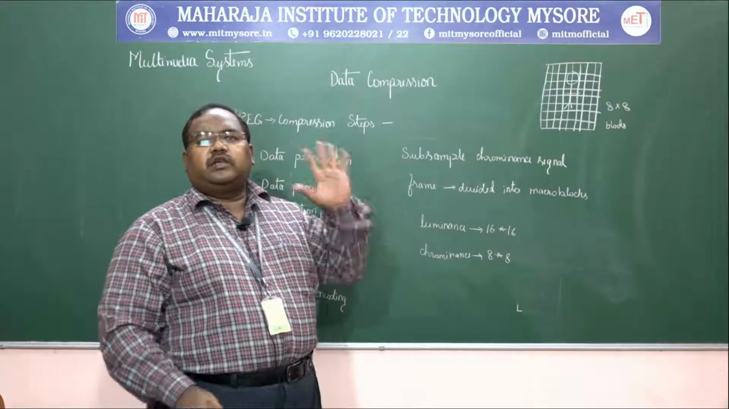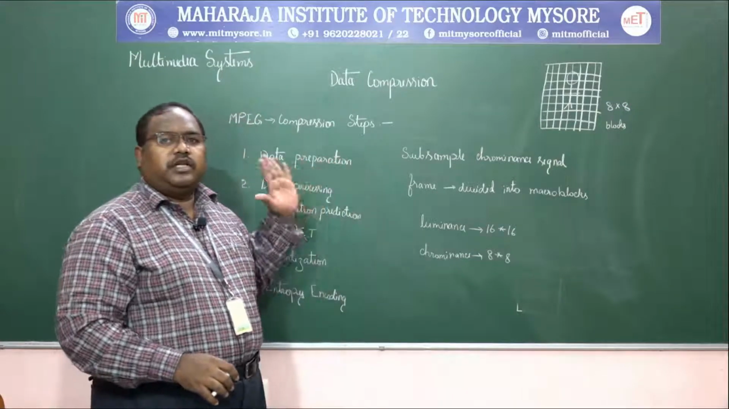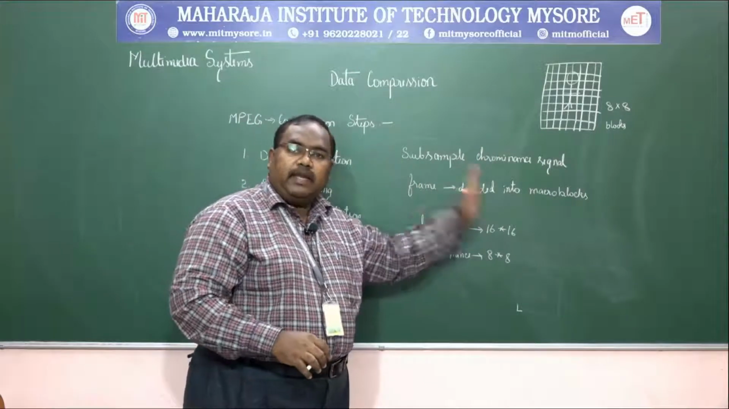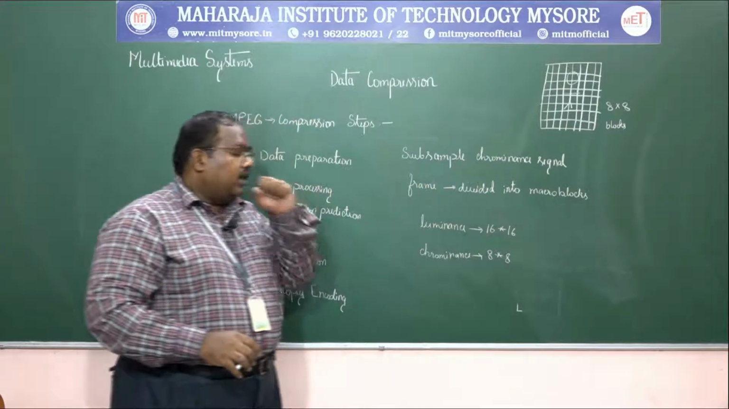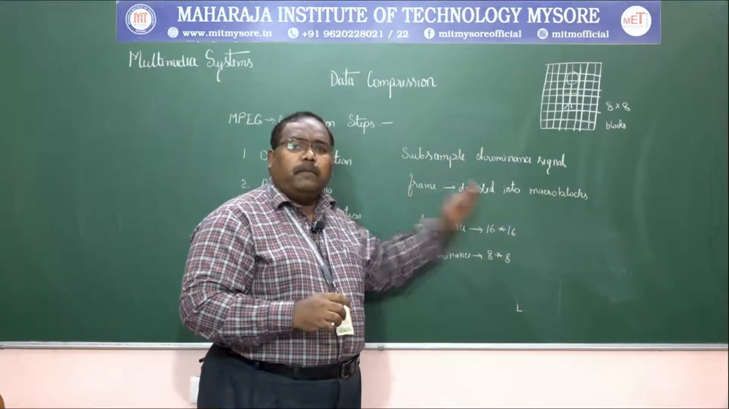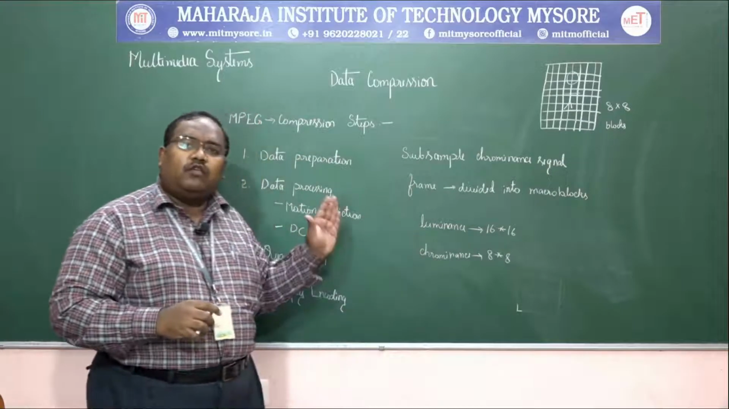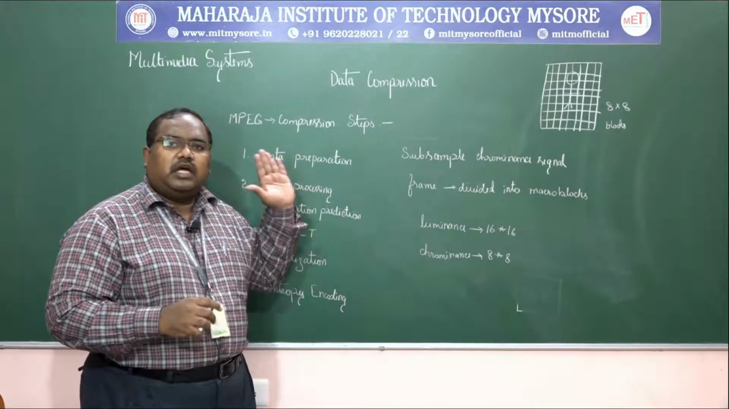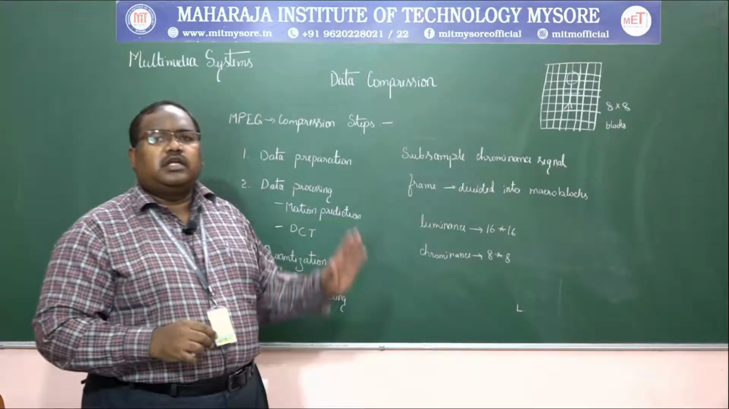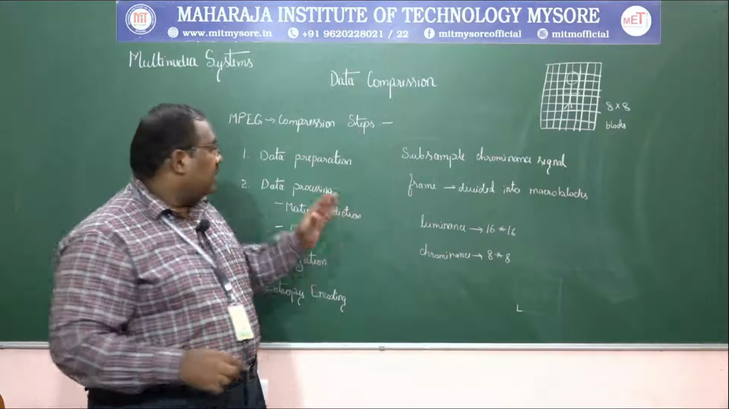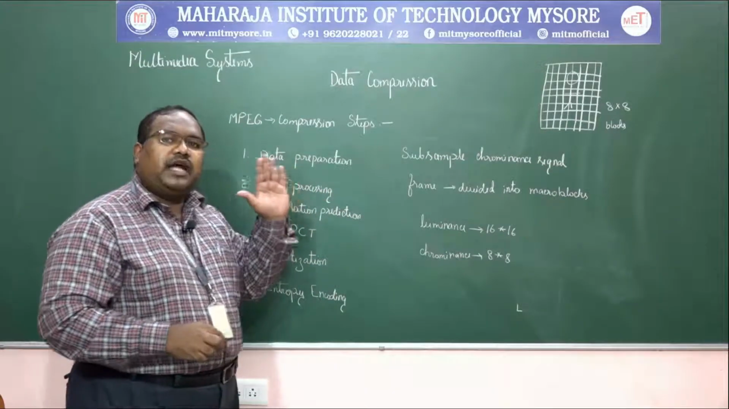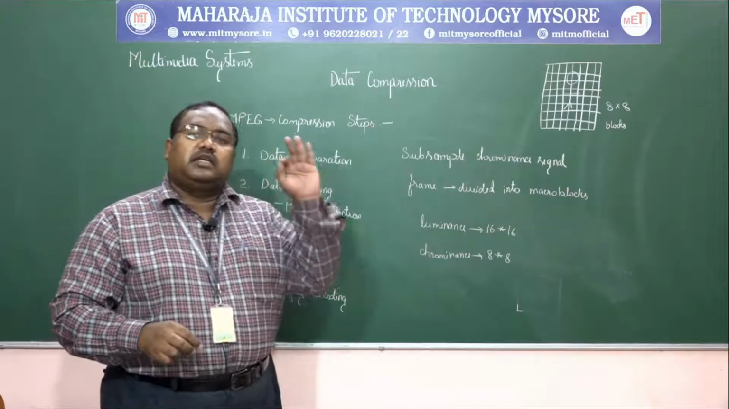So in the first stage, in the data preparation, we prepare the subsamples of the chrominance signal, mainly concentrating on the chrominance, where each frame is divided into the macro blocks, with luminance supporting 16 cross 16 and the chrominance supporting 8 cross 8 resolution. This was about stage 1, that is data preparation, which is similar to the data preparation of JPEG, which we have discussed in detail.